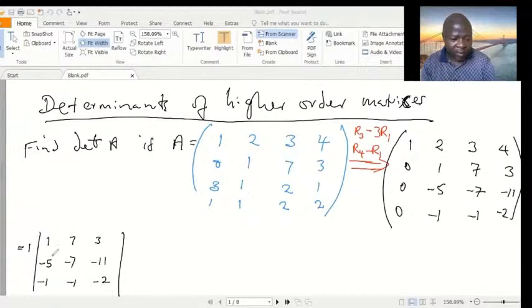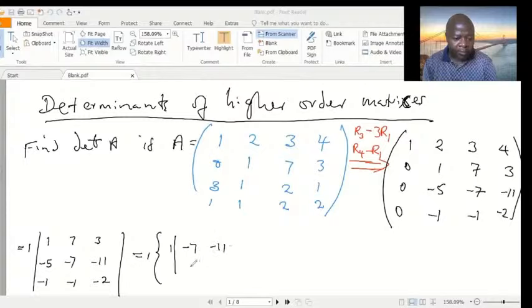But now we have also to reduce this. These are 3 by 3. So let's again do it along this one. I don't need to reduce zeros. Let's just do it. So this will be 1 into. I want to do it along this first row, this first column. So it will be this 1 times the determinant of the matrix that remains when you delete row 1 and column 1. When you delete row 1 and column 1, what you have is negative 7, negative 11, negative 1, negative 2.